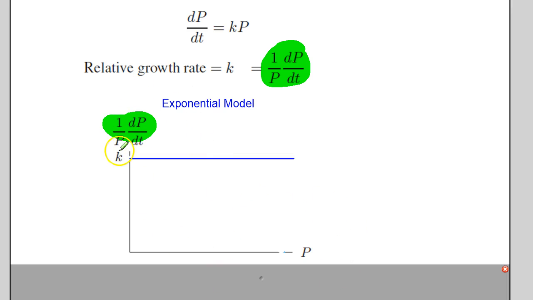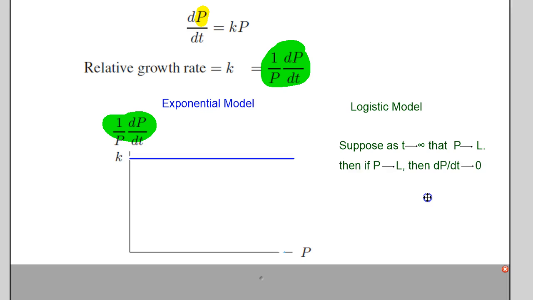But what if P had some limits on it, and it could not just keep going on forever and ever? And there is some value, not k, some value that P could not go above. So let's call that limiting value L. Well, what would happen to this model? If we call this a logistic model, it occurs as t goes to infinity that P approaches some L value. And if P approaches some L value, then dP/dt is going to start getting closer and closer to 0. Well, why is that the case?